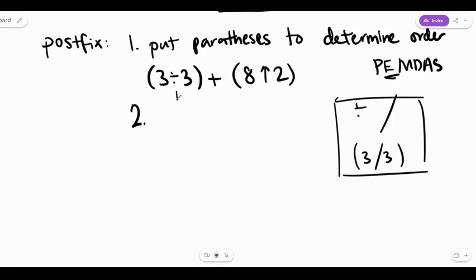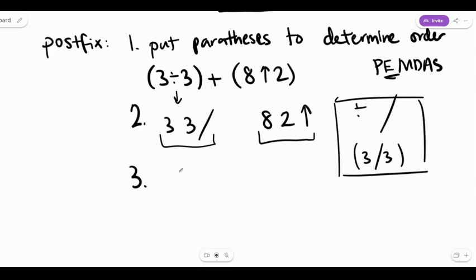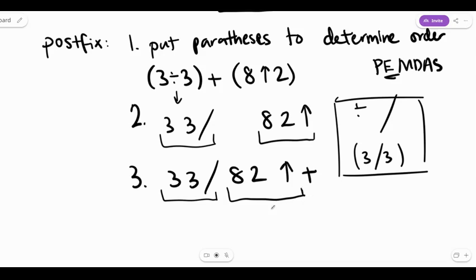So what you would have here is first convert this into postfix. So you'd have 3 3, and the operation slash is after that division, and then 8 and 2, so you'd have 8 2, and then exponent after that. And then so now we know that these two parts are being added together, so we'd have naturally the addition after that. And you see these two postfix without using parentheses will automatically group the expressions that needed to be evaluated first together.